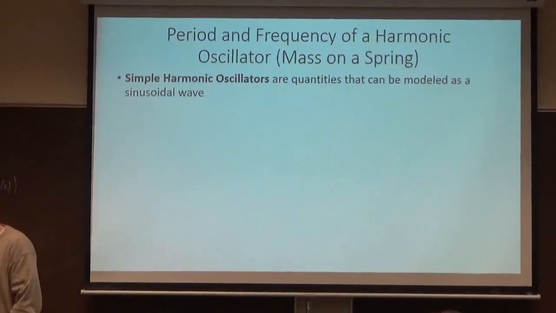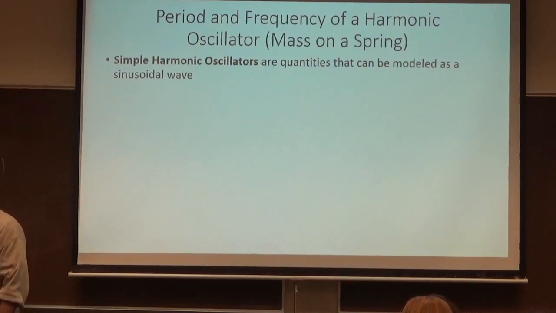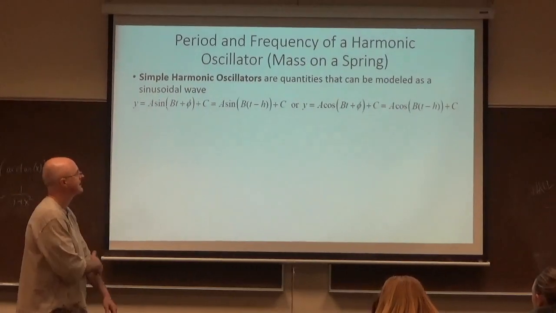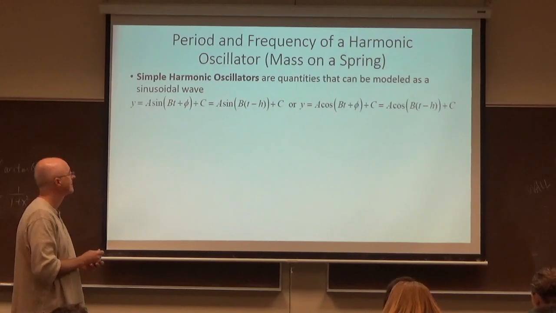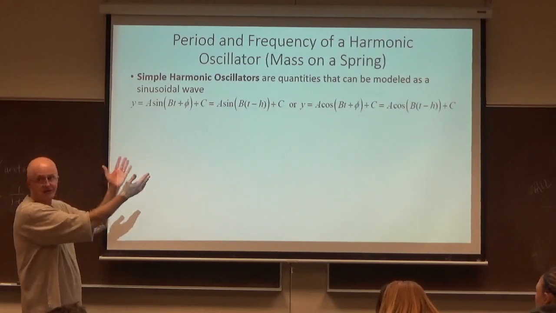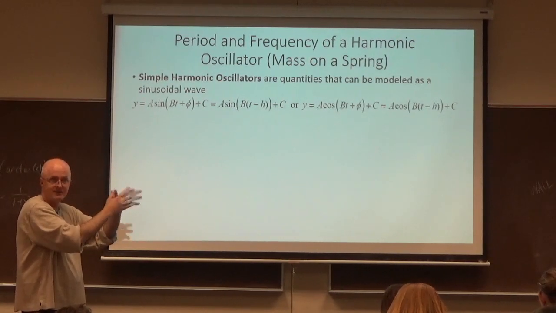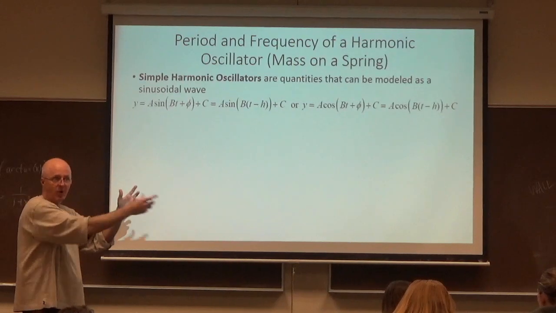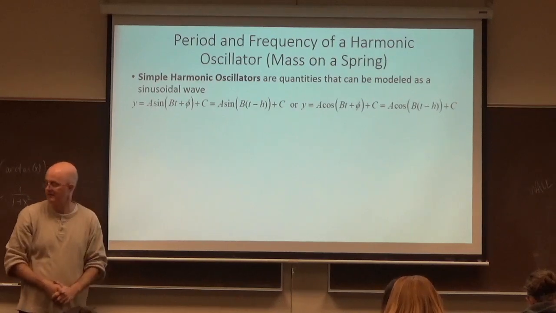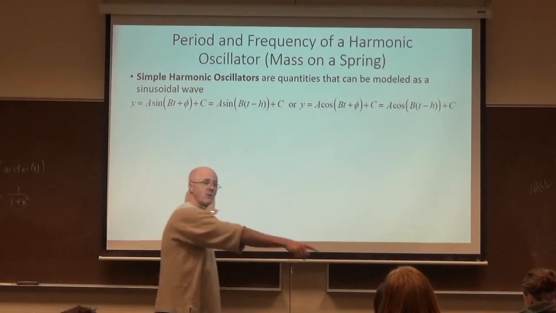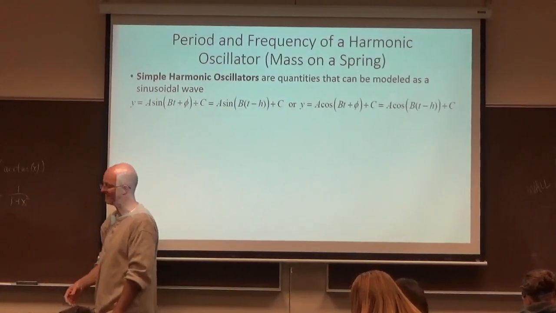to model motion. Simple harmonic oscillators are quantities that can be modeled as a sinusoidal wave, one of those kinds of functions. You don't have to write that all out. We've written that before. And you can use either one. It doesn't matter if you use sine or cosine, whatever is more convenient. Right? We saw that back in chapter 1. Appropriate horizontal shifts, you can use either one. The graph is a wave, a sinusoidal wave, right? With constant amplitude, which is a pretty good model if the friction is negligible.